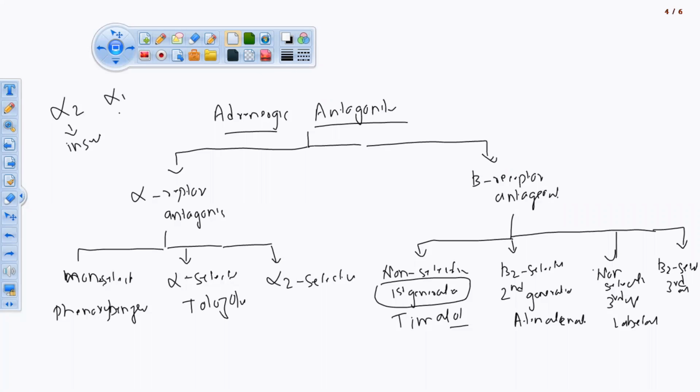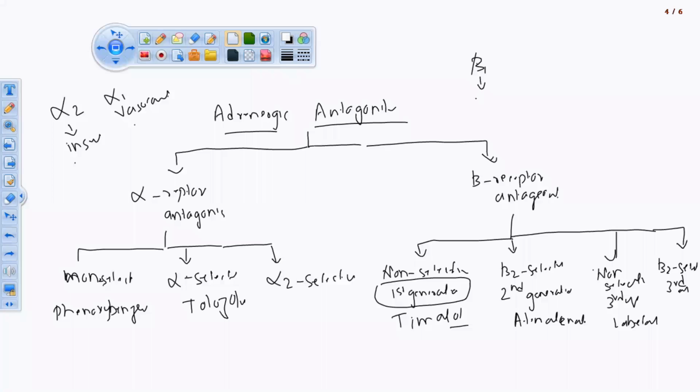Alpha 1 acts on the muscles of the eye, vasoconstriction, contraction of smooth muscles. Alpha 2 controls the release of insulin, but release of epinephrine, norepinephrine and dopamine can be done by smooth muscles. But what will beta and beta 2 do? Beta has agonists and antagonists also.